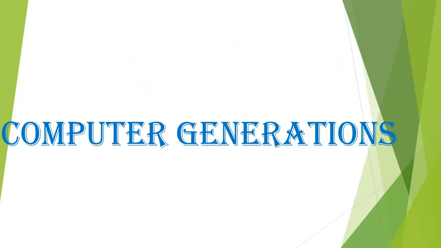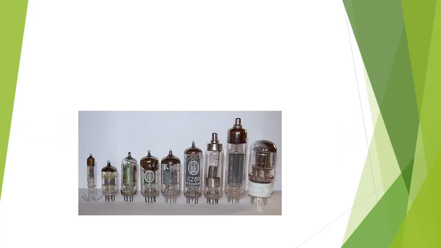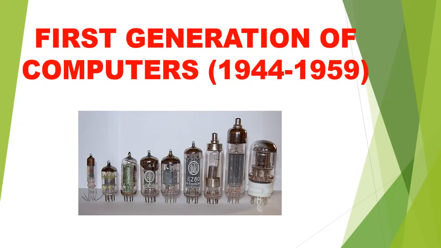Now we come to the computer generations. We must be knowing what generations are. Generations are nothing but the periods of time through which the development has taken place, and these have been named first generation, second generation, like this. So the first generation, and the period is also given. The first generation of computers is 1944 to 1959. Within this period, the first modern computer was made, in 1939.